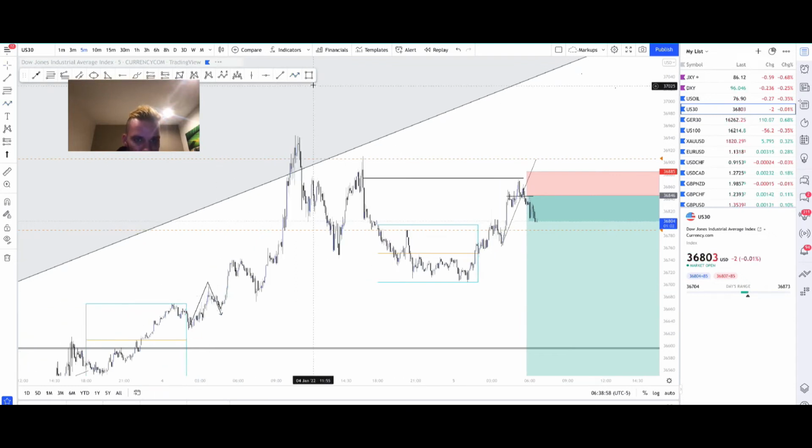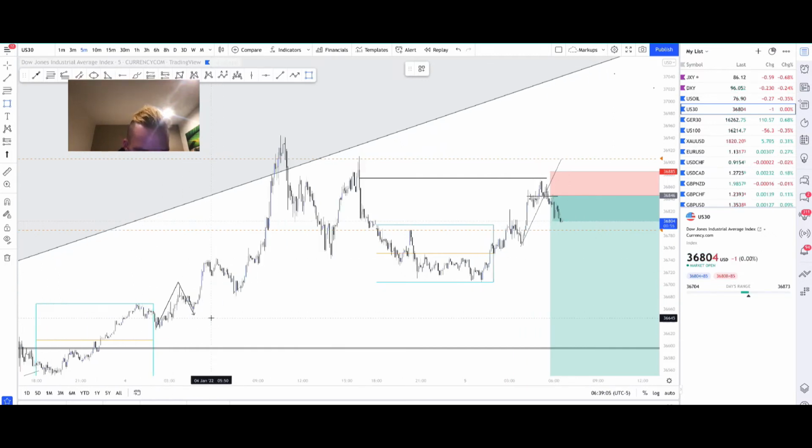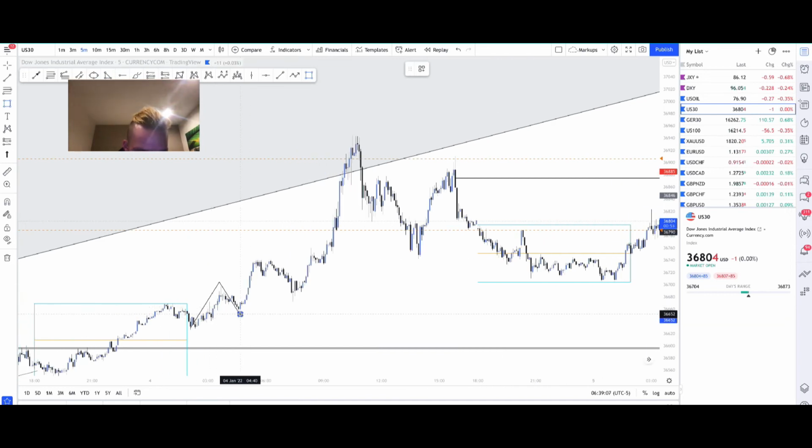Why? Broke structure, came out of Asia low, broke structure here, and then it made a lower high. And if we zoom in, the lower high was a mitigation of this order block here.